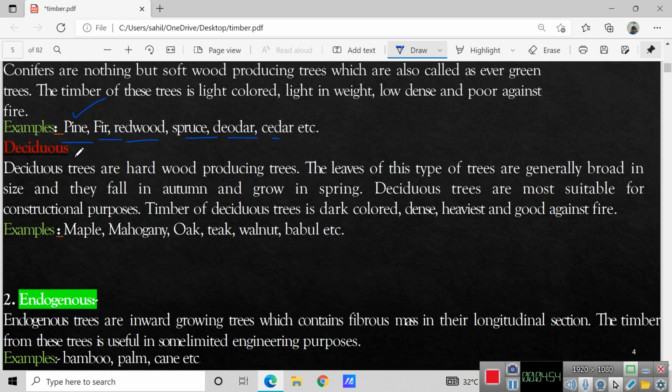In case of deciduous trees, they are mostly found in the tropical region. Deciduous trees are hardwood producing trees, as I have mentioned earlier. Most of the trees in deciduous produce hardwood. Their examples are maple, mahogany, oak, teak, walnut, babul, shisham, and sal also.